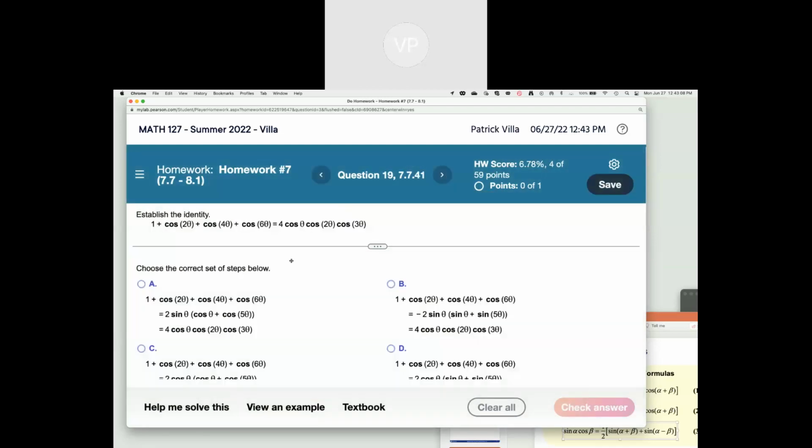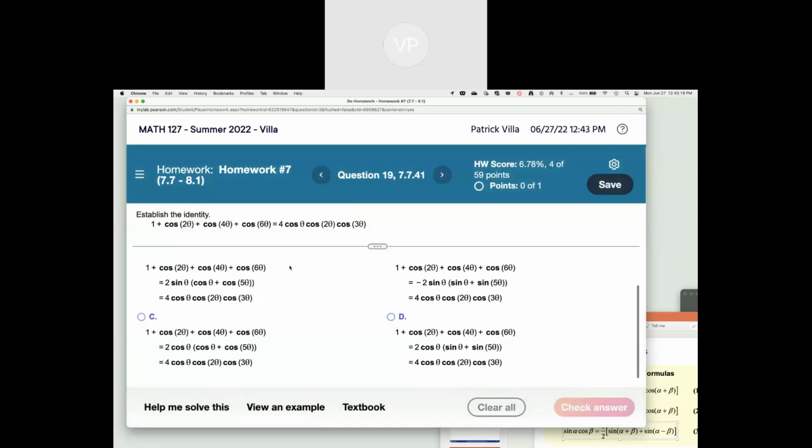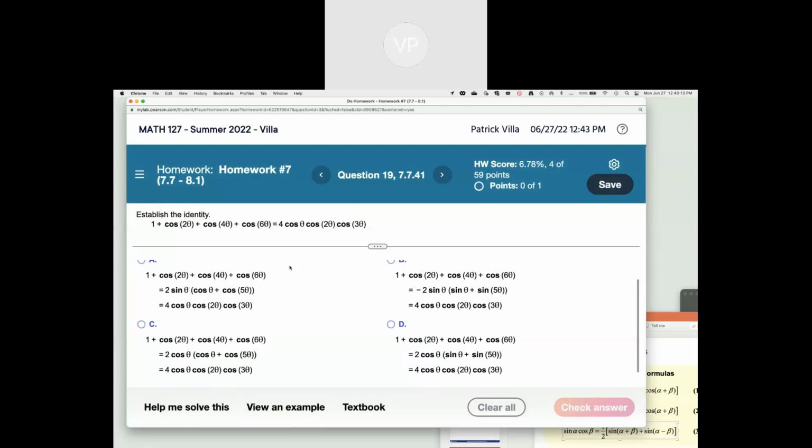All right, let's look at another one of these just to kind of make sure here. Now, again, they got the 4 options of what it could be. We want to establish this identity. We have 1 plus cosine 2 theta plus cosine of 4 theta plus cosine of 6 theta. We wanted to make it equal all of this. Okay, so 4 steps. They all pick the left side, so we're going to simplify.